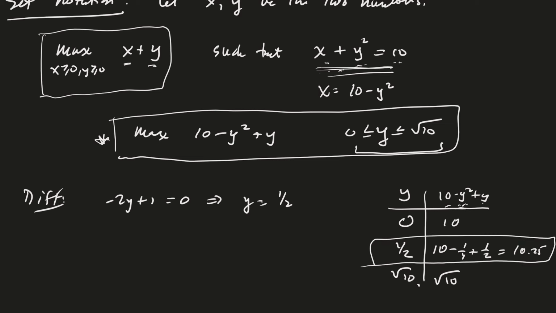Right, and so therefore, my x is going to be 10 minus 1 quarter. Right, so that's 10 minus y squared. And then y is equal to 1 half, 0.5. Good.